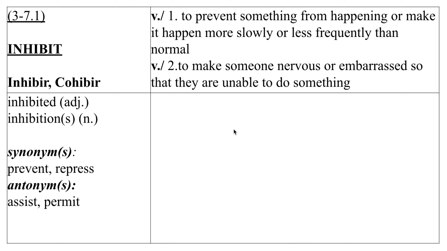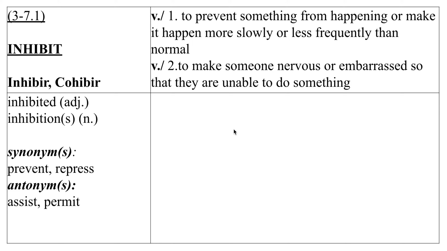Inhibit. This is the word that we're going to talk about today. Inhibit, with an h. Inhibit has two definitions. One is related to science: to slow down or prevent a process from happening, or make it happen more slowly or less frequently than normal. And we use it a lot in science.